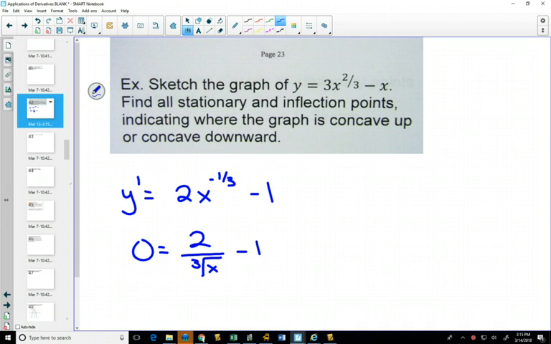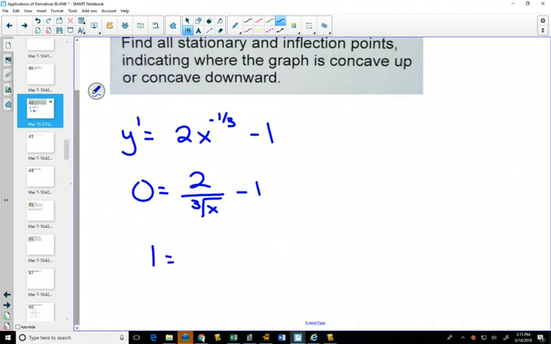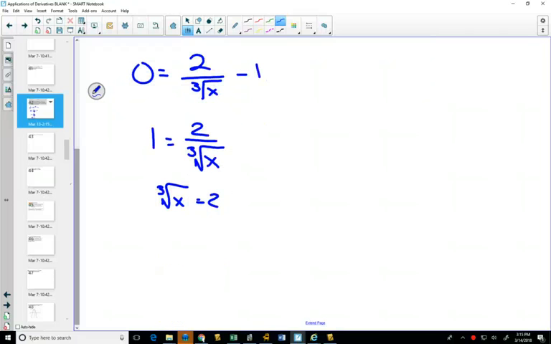Setting that equal to 0, moving your 1 over, multiplying both sides by the cube root of x, and cubing both sides gives us x equals 8. So we have a critical point at x equals 8. So I'm going to put 8 on my number line. I'm going to plug in a value bigger than 8 and smaller than 8 and see what happens.